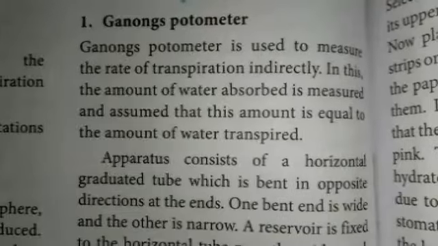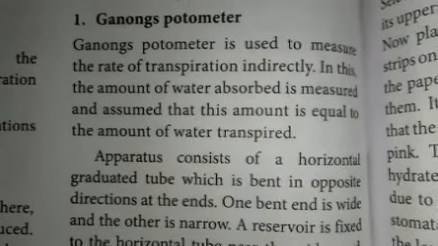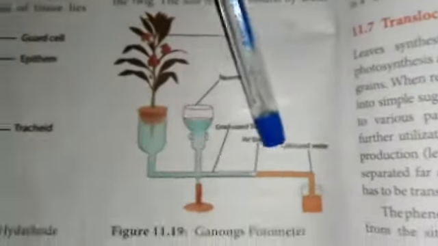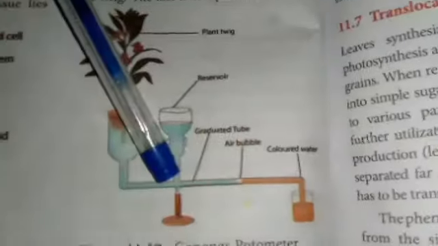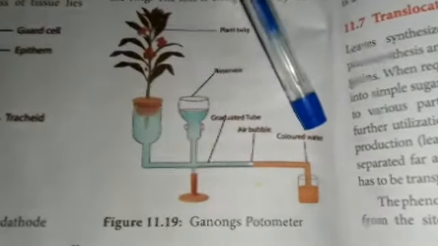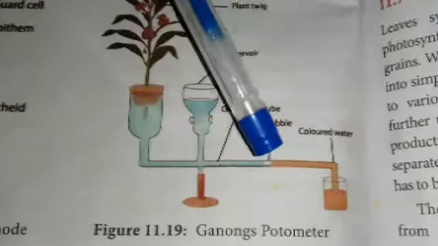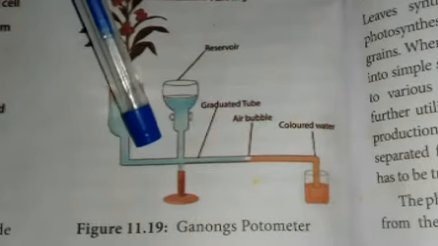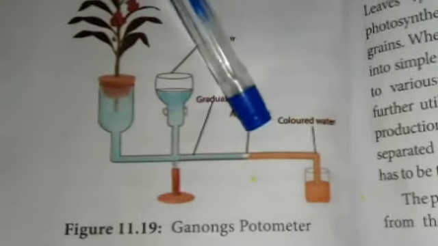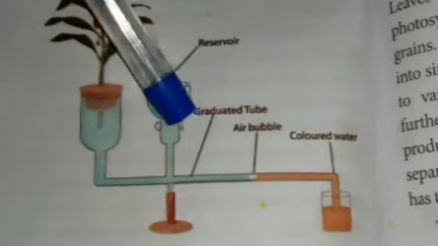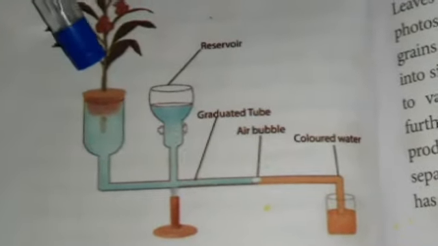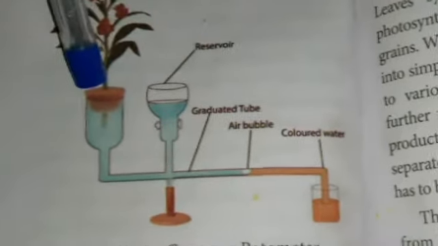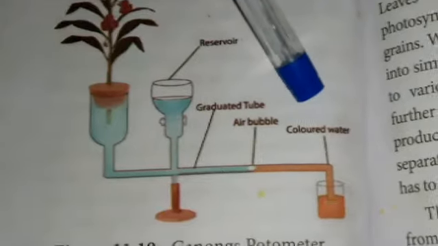Ganong's potometer is an apparatus which consists of a horizontal graduated tube which is bent in opposite directions at its ends. It is a horizontal glass graduated tube. One end is wide and the other end is narrow.